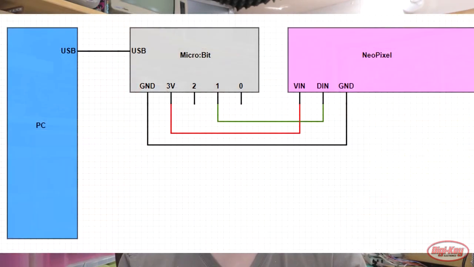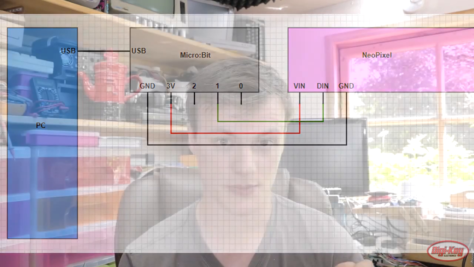As we can see here, we have a PC or a Mac or a Linux, any computer will do, and then this connects to the microbit via USB. Then the microbit connects to our NeoPixel, as we saw in the previous articles, and that is essentially the entire hardware setup.